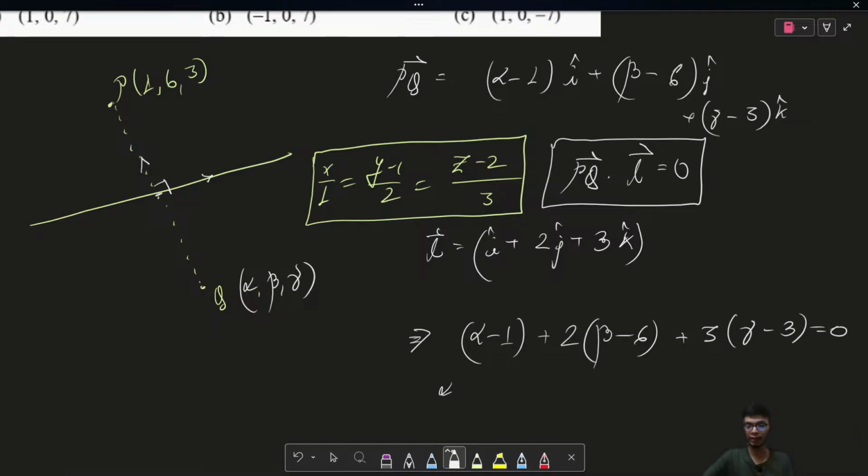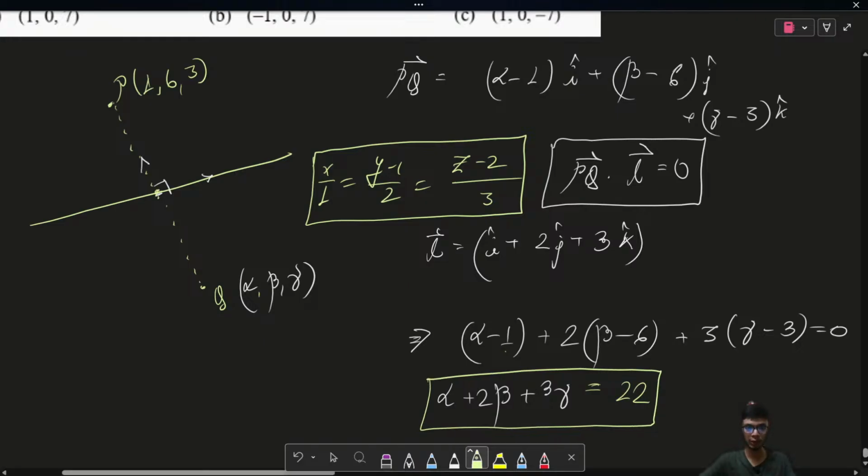So from here, I will obtain an equation in alpha, beta, gamma, that is alpha plus 2 beta plus 3 gamma should be equal to 1, 12 and 9. So 22, right? So I will obtain an equation in alpha, beta and gamma.